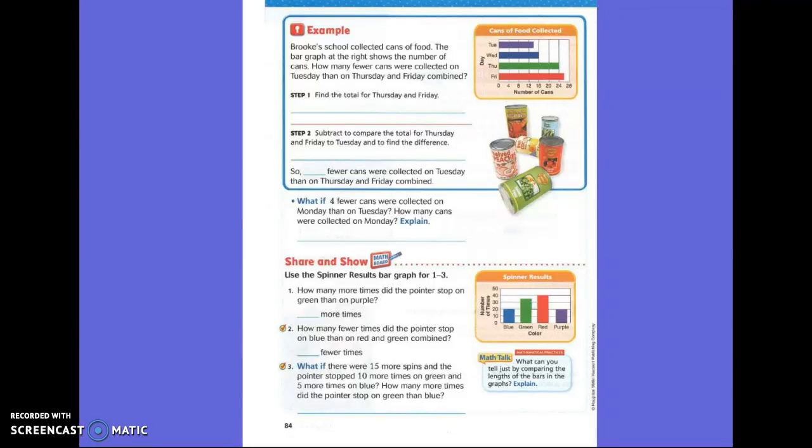We are going to do another problem. Let's read the story for the next problem. Brooke School collected cans of food. The bar graph shown to the right shows the number of cans. How many fewer cans were collected on Tuesday than on Thursday and Friday combined?